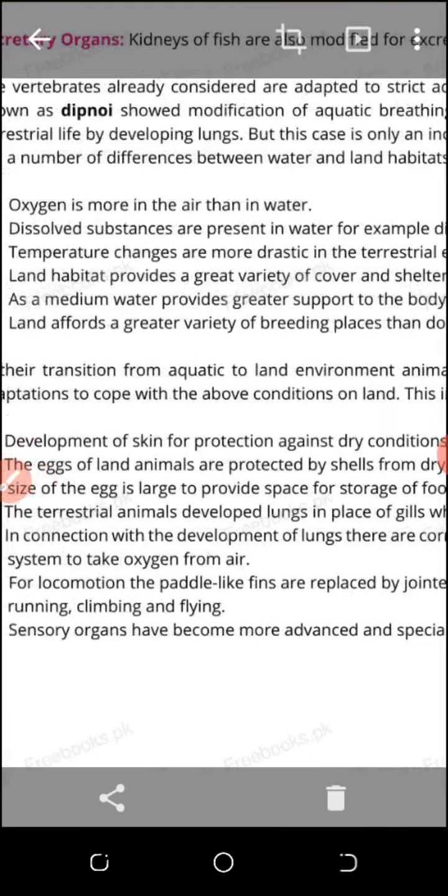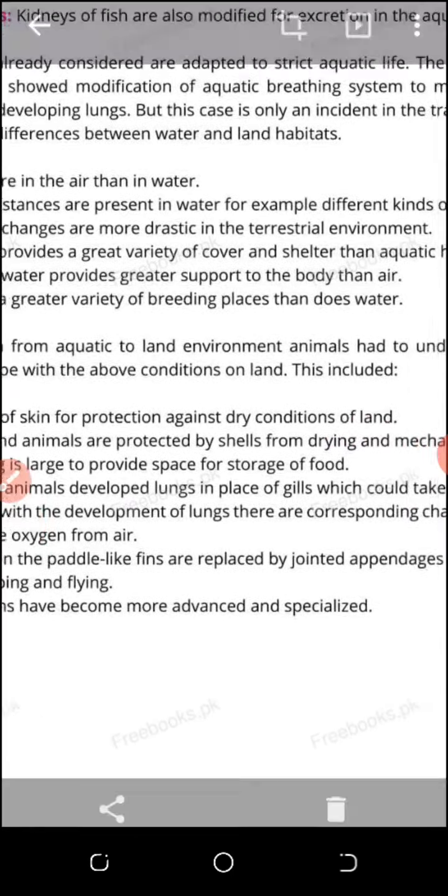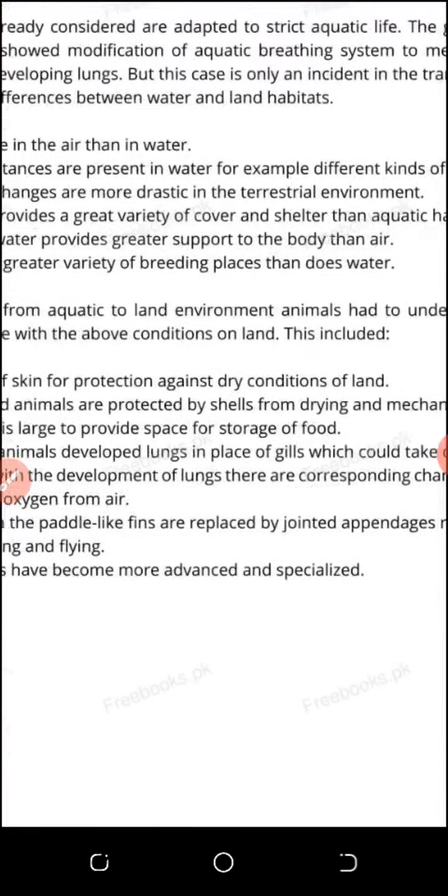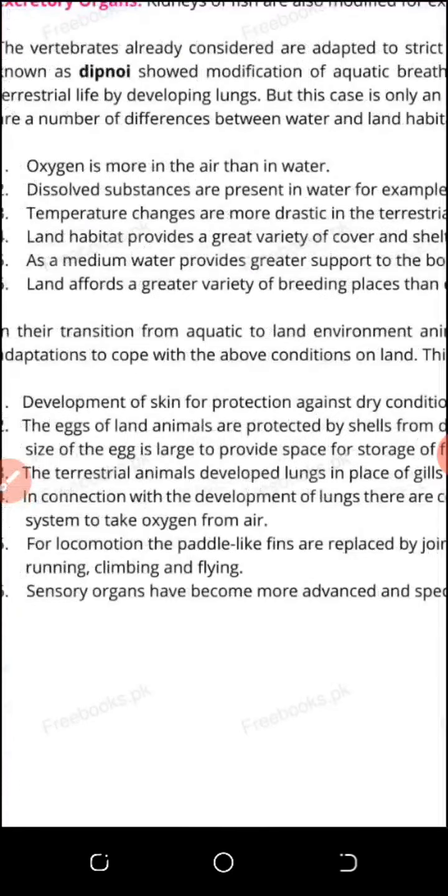You know that eggs are not much protected in the water as compared to the land, and other modifications also take place. The lungs are formed. Flying ability is also present in terrestrial animals. Birds can fly because they have wings. Aquatic animals cannot fly.